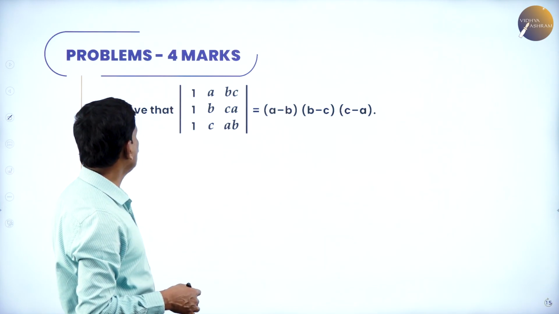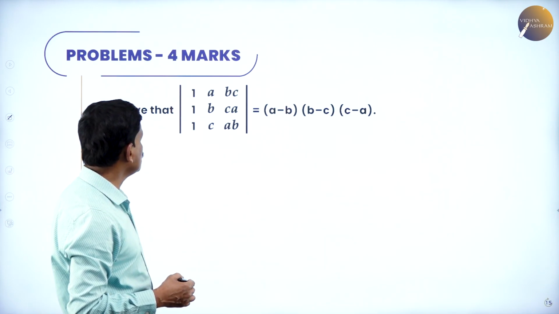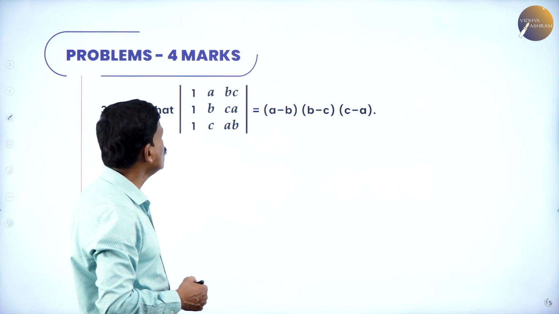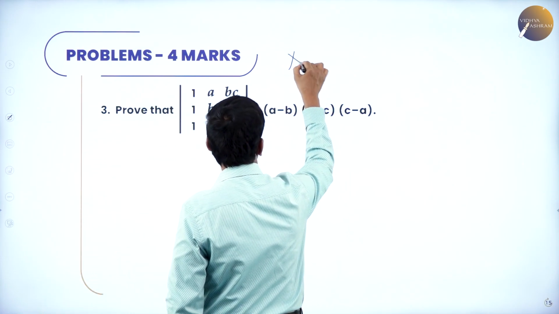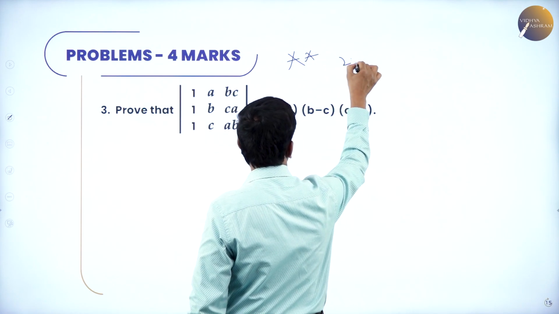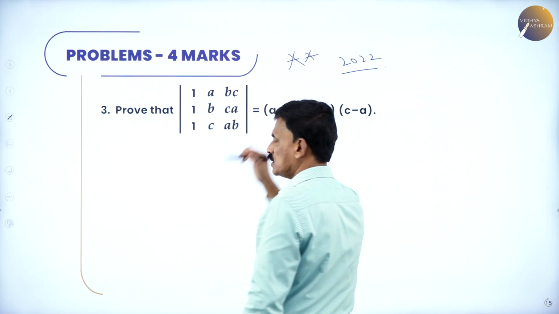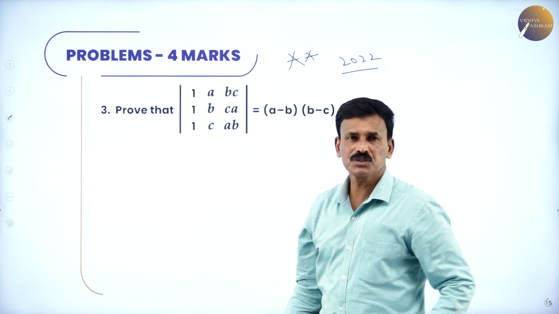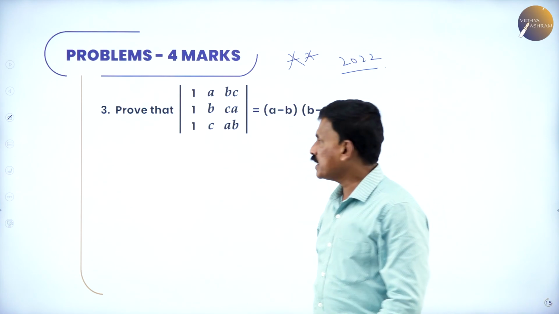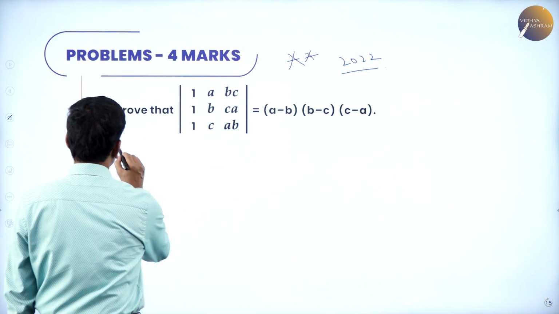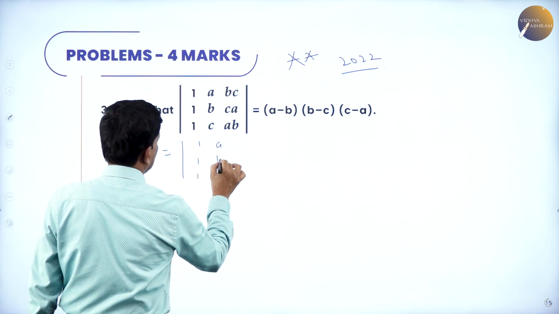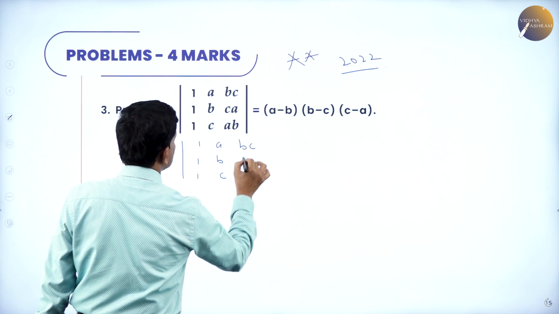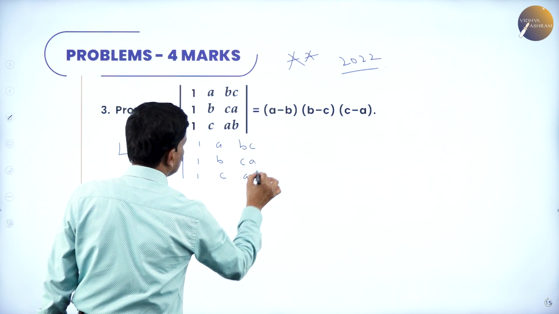Now, prove that the determinant with rows 1, 1, 1; a, b, c; bc, ca, ab is equal to (a minus b)(b minus c)(c minus a). This is a very, very important type of problem. For 4 marks, you may expect this type of question in your 2022 examination. Now, let us take the LHS: 1, 1, 1; a, b, c; bc, ca, ab.